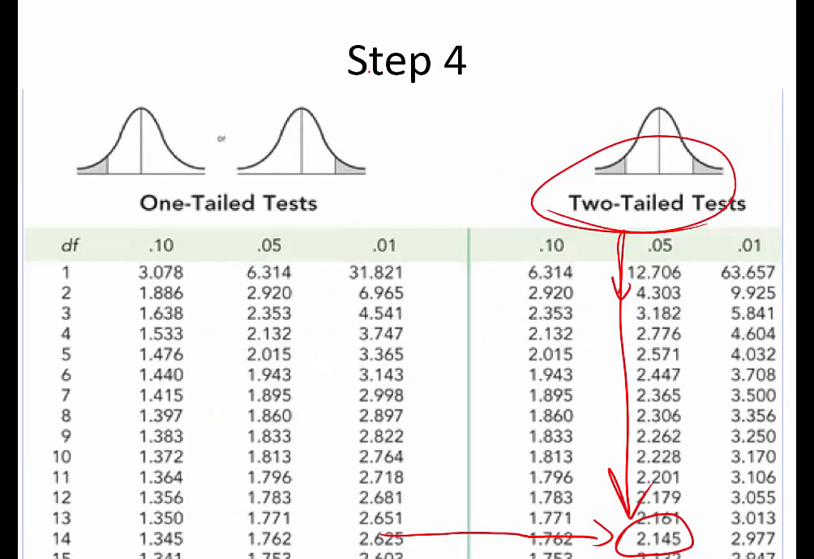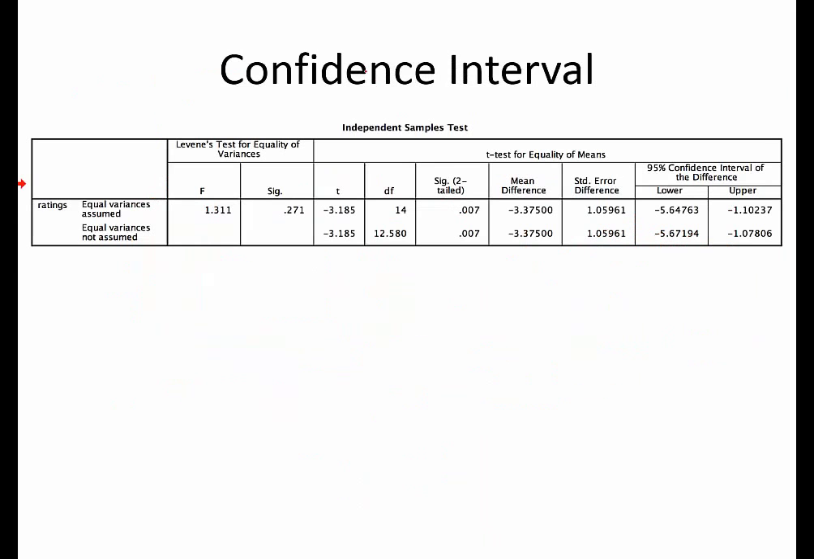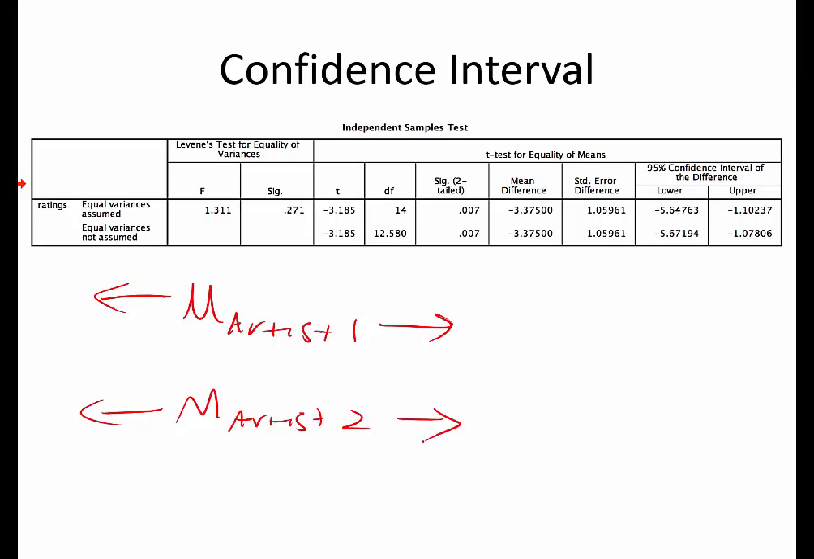All right. Let's talk about confidence intervals. Now, traditionally, what most researchers do is they create 2 confidence intervals. So they take the mean of artist 1 and the mean of artist 2, and they say, here's the confidence interval for each mean. Do they overlap? What the book in this case suggests is to take the mean difference between the 2 and create a confidence interval around the mean difference.